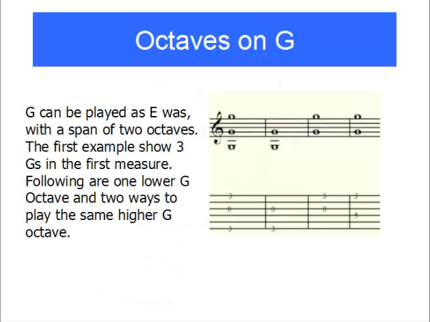Moving on to octaves on G. Look at those octaves. G could be played as E was, with a span of 2 octaves. The first example shows 3 G's in the first measure. You got your low one, 3rd fret on the E string. You got the open string G, and then the high, 3rd fret. Here's the span between the lowest and highest. And here's all 3 together.